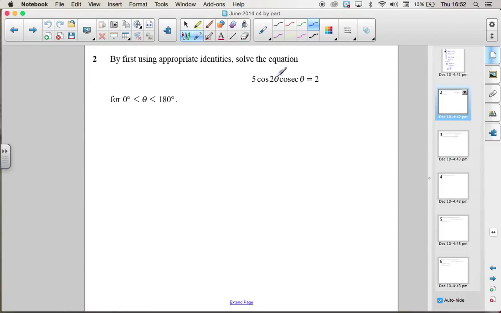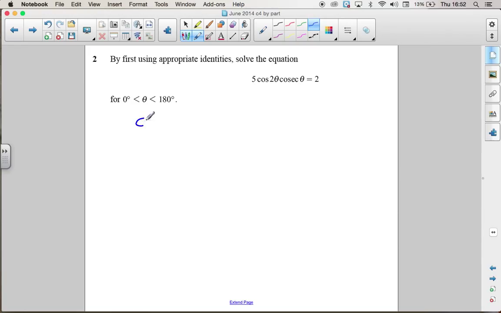Question 2 wants us to solve 5 cos 2 theta times cosec theta equals 2. So we need to change cos 2 theta into something else, as well as cosec theta. Now cosec theta is 1 over sine theta, so it would make sense to change cos 2 theta into something to do with sine theta too.